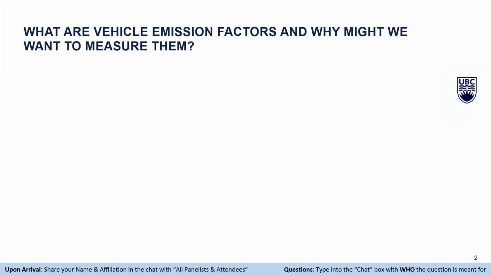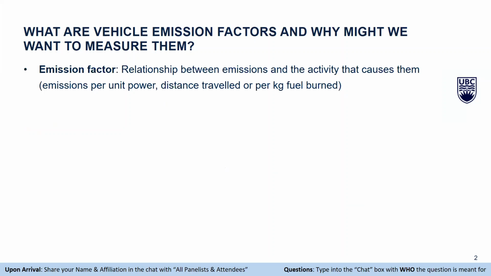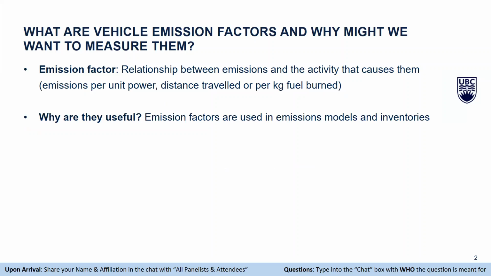So before we talk about specifics of this study, I want to give you a little bit of context about vehicle emission factors and why we might want to measure them. An emission factor is essentially just our emissions normalized by the activity that causes them. So we could think about expressing our emissions per unit power, or emissions per distance traveled, or emissions per kilogram of fuel burned. And these are really useful because emission factors are often our inputs into our emissions models and our emissions inventories.